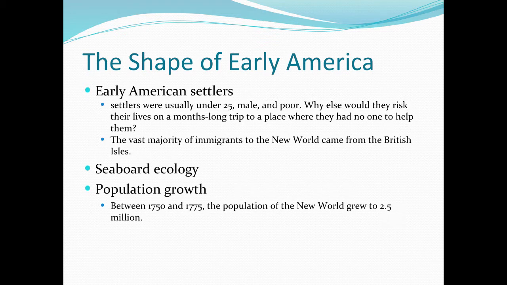The shape of early America. Population growth. Once the colonies were established, they grew rapidly. By 1750, there were over 1 million colonists, and in 1775, there were 2.5 million. Ben Franklin saw this as a result of two things. One, there was plentiful land, and it was cheap. And two, labor was scarce and also cheap.